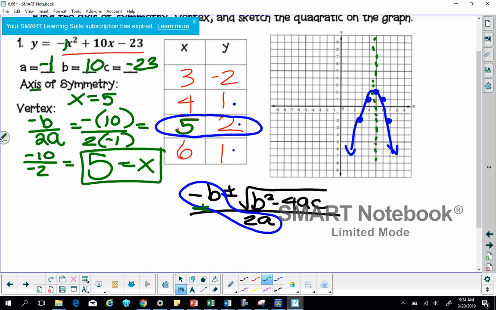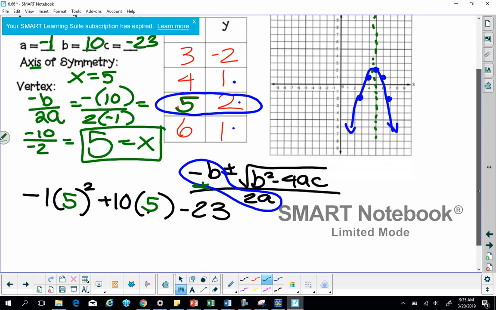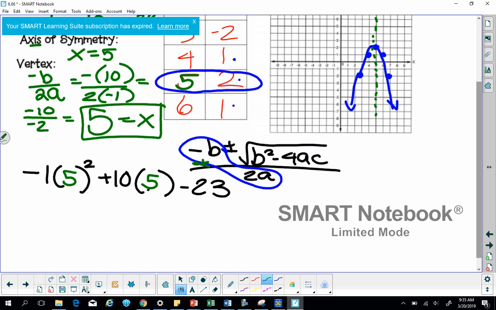Then to get my y coordinate, I just take the original equation. The original equation was -1x squared plus 10x minus 23. And instead of x, I know the x coordinate of my vertex is 5. So you take the original equation, the one at the very beginning, and I'm just typing this right into my calculator: -1 times 5 squared plus 10 times 5 minus 23. What answer do you end up getting?